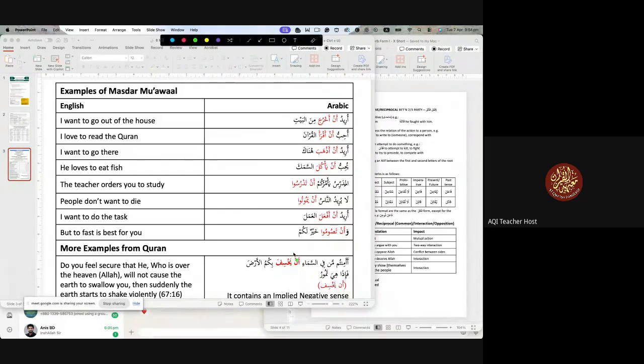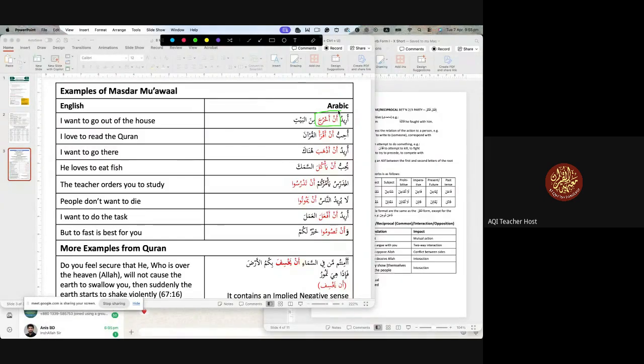Masdar you may not identify in a Quranic verse, but you will be able to identify that. Make sure your eyes are crystal clear so you don't miss out. An and mudari, oh, I got it. It cannot be anything else. On their own, two words together will be a masdar, a noun-like expression, like an idea, like a concept.